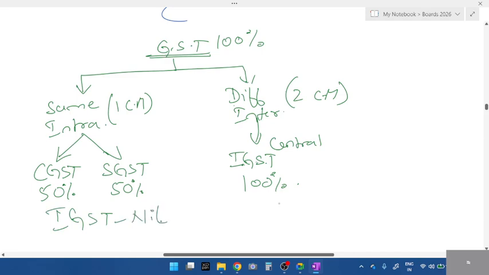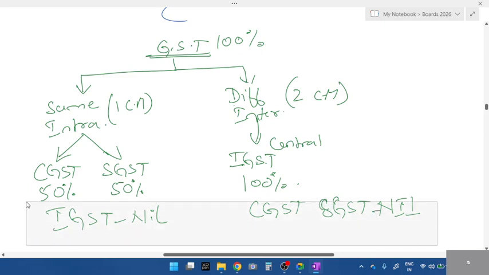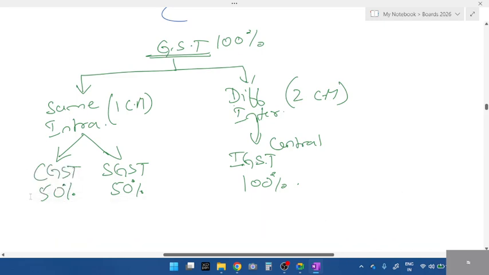In a different state, CGST and SGST is nil. In a different state, you can't apply CGST and SGST. That is nil. It's not applicable. Nil. Okay.